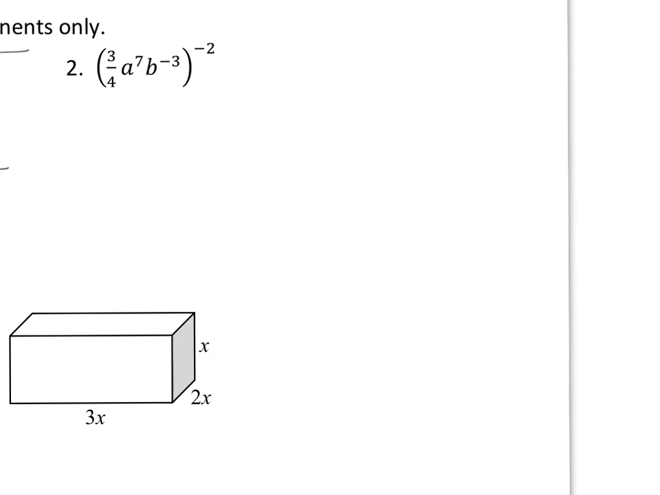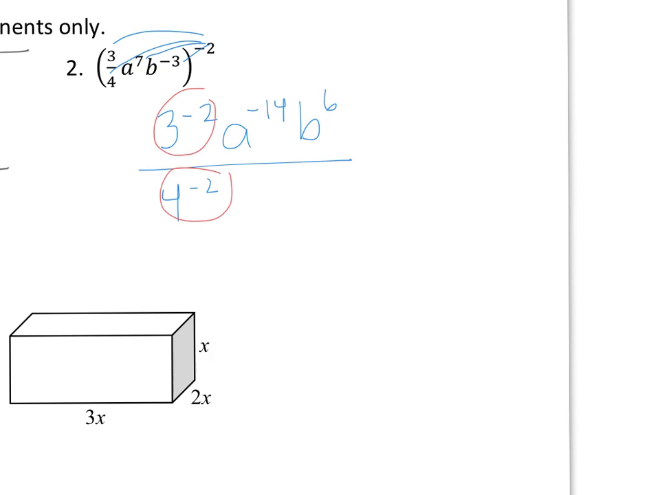Alright, number 2, we also have to distribute here. So I'm going to distribute this negative 2 to every term inside my parentheses, and when I do that, I get 3 to the negative 2nd, a to the negative 14th, b to the positive 6th, all over, now in the denominator, 4 to the negative 2nd. I'm going to look at all my negative exponents, and everything I've circled I need to flip to the other side of the fraction bar to make positive. So when I do that, I get 4 squared now in the numerator, and 3 squared in the denominator.